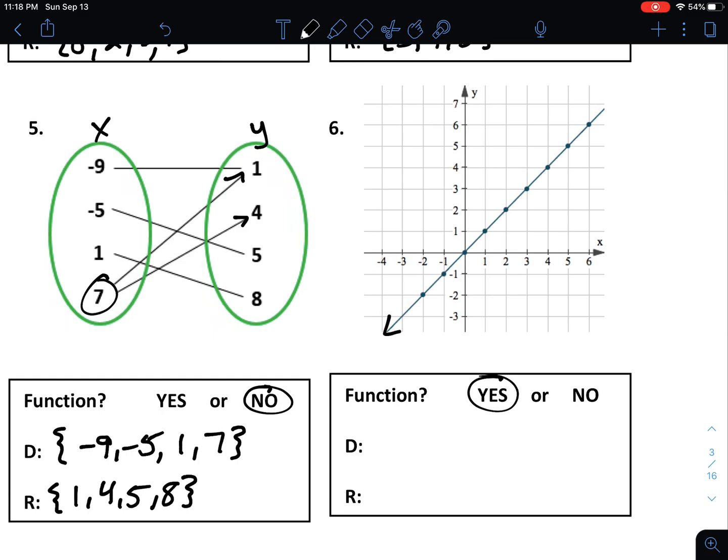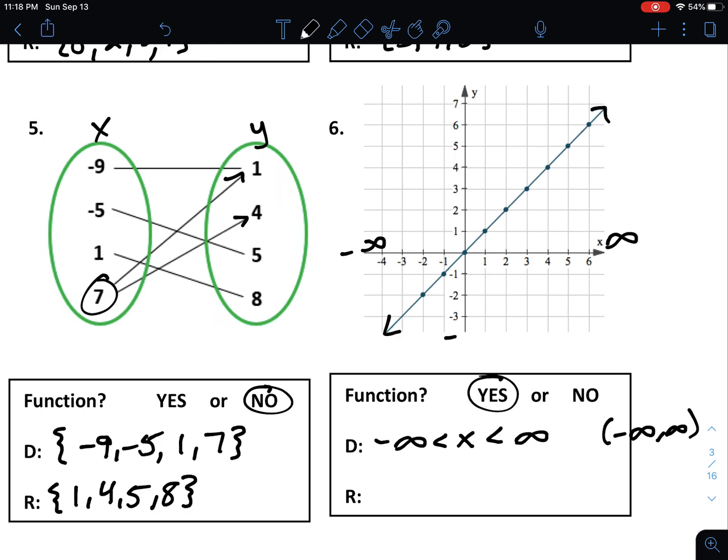For domain and range, domain, it looks like going to the left forever would be -infinity. To the right forever would be +infinity. So -infinity less than x less than infinity. And again, interval notation, negative to +infinity.